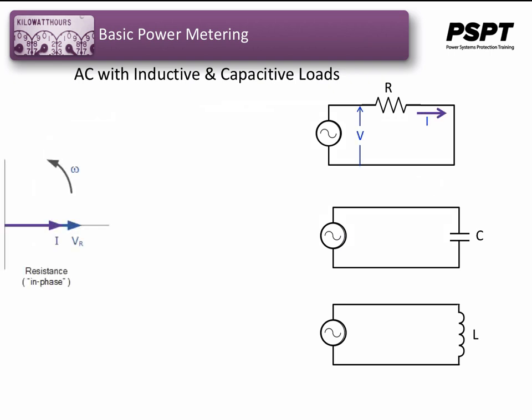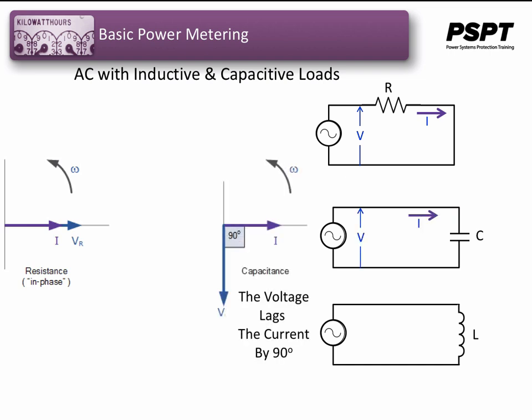For a pure resistive load, the voltage and current are in phase, and they can be represented on a phasor diagram as overlapping each other. As you can see here, they are rotating counterclockwise at 60 cycles, or just omega. For a pure capacitive load, you will find that the voltage lags the current by 90 degrees, as depicted by the phasor diagram here.